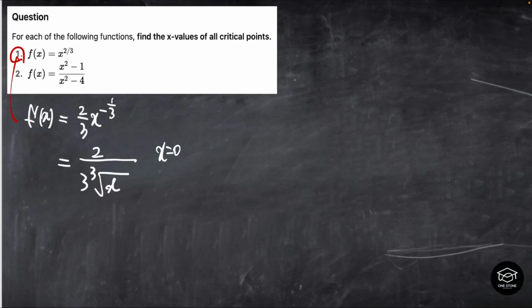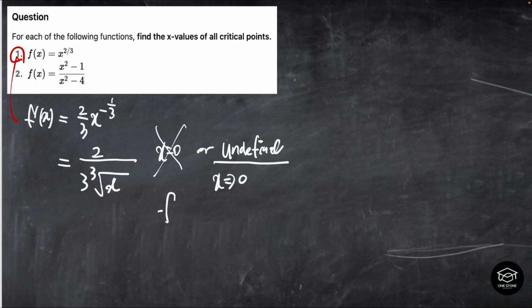The numerator is a constant, 2, so the derivative will never be 0. However, the denominator has a cube root of x, so at x equals 0, the derivative is undefined. But the function itself is defined at 0 because 0 to the 2/3 power equals 0. That means x equals 0 is a critical point, since the derivative is undefined there, but the function exists.